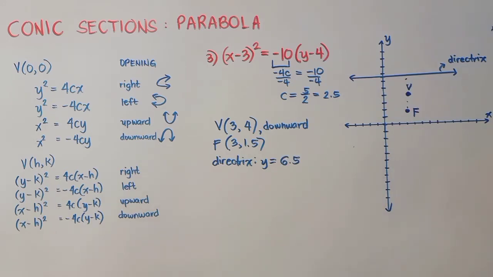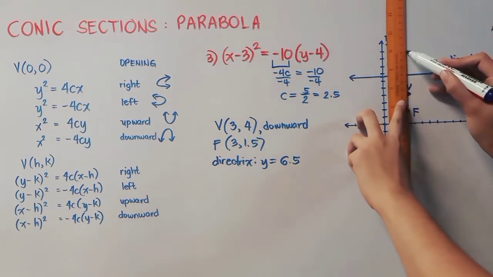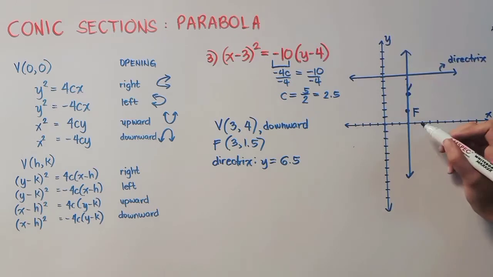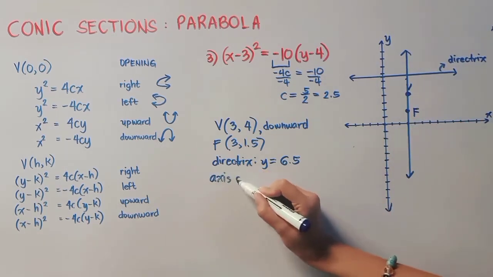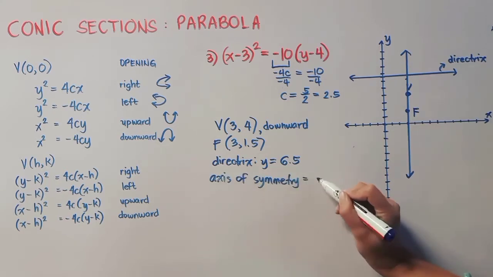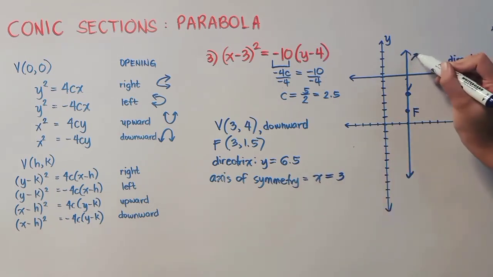Next is our axis of symmetry. Our axis of symmetry is this line since the vertex and the focus pass through this line. As you can see, it hits the value 3 in the x-axis. Therefore, our line of symmetry is x is equal to positive 3.